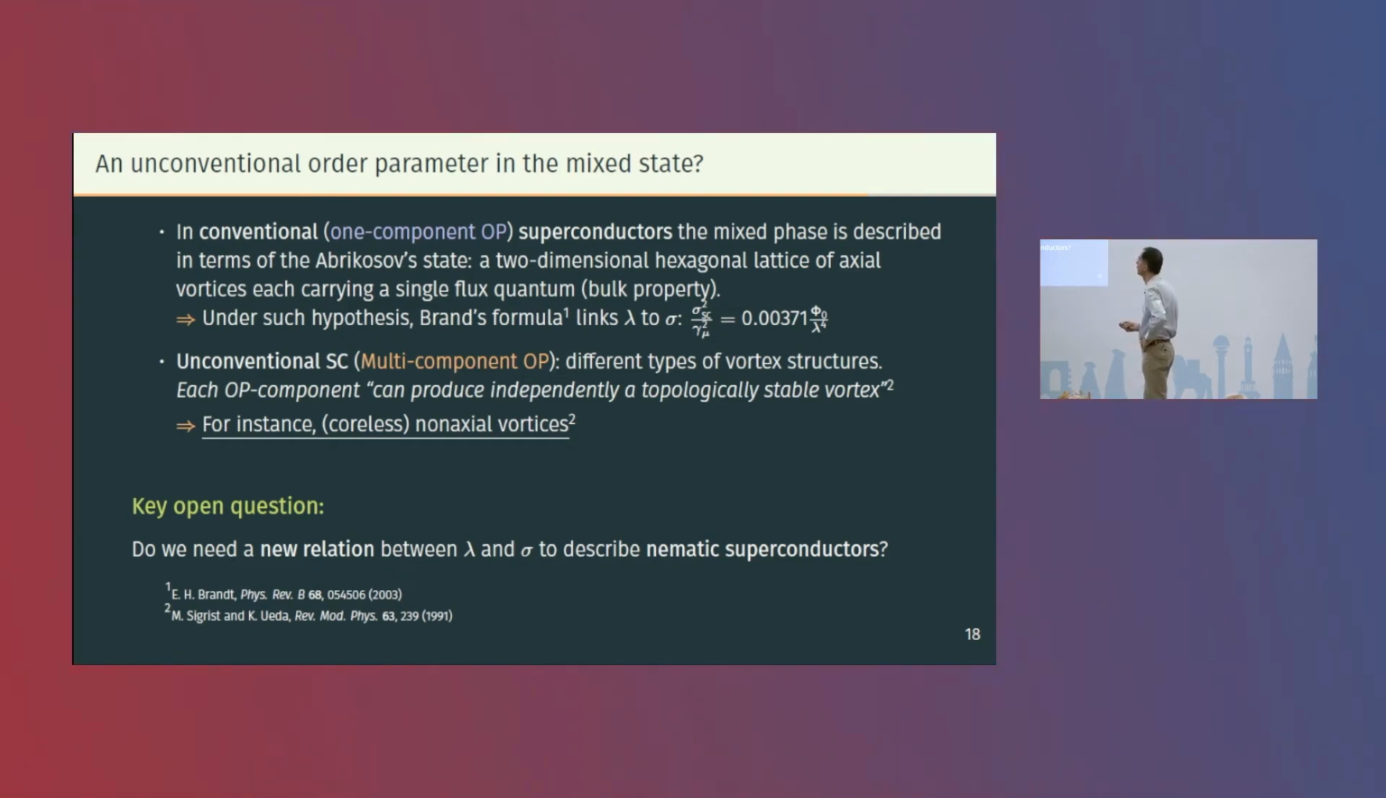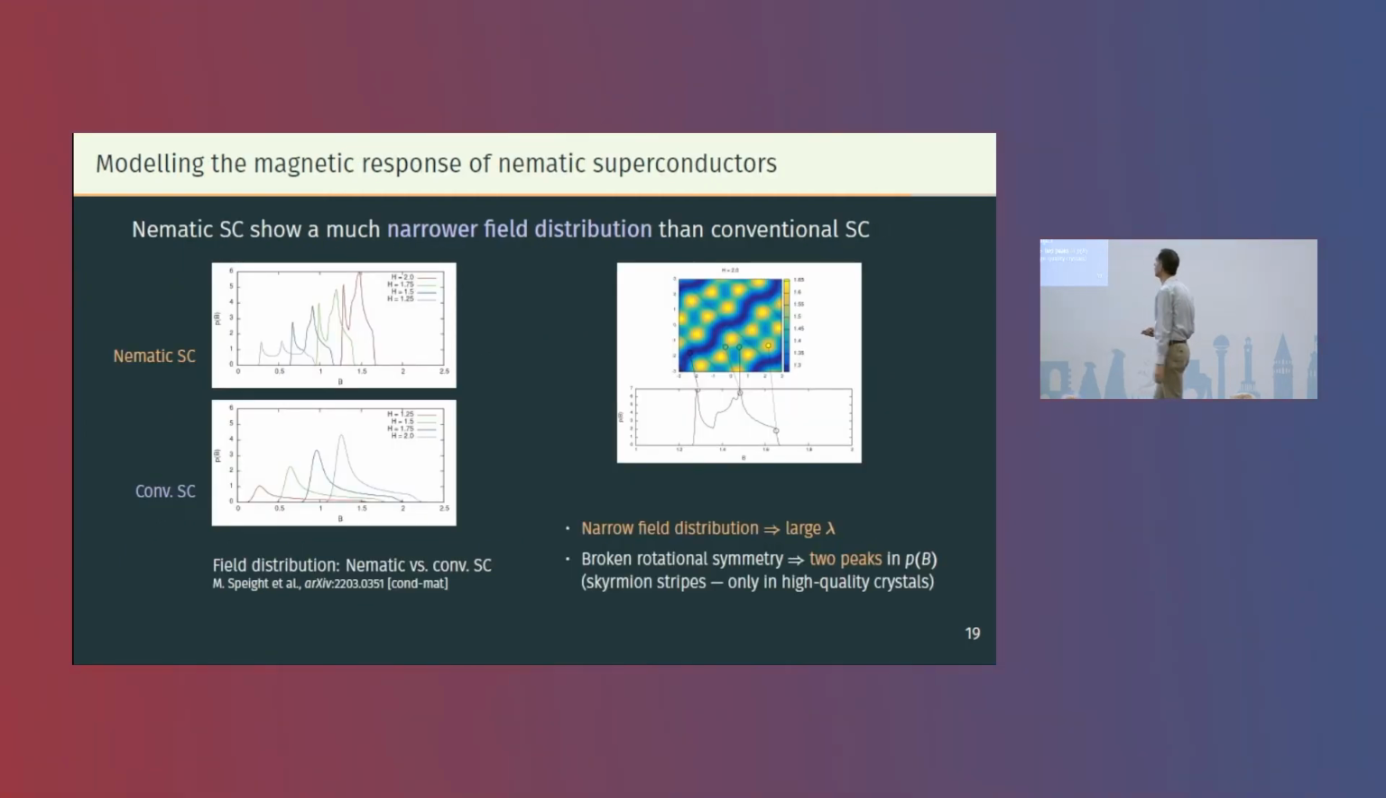In this case, each order parameter component can produce its own independent topologically stable vortex. This is interesting. And they bring an example. I don't know if this applies to our case, but one can be coreless non-axial vortices. Everything is explained here. And now we come to the last but most important slide.